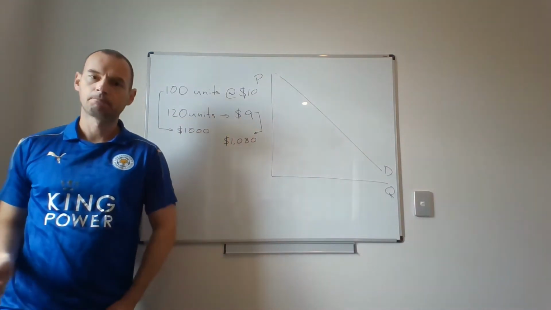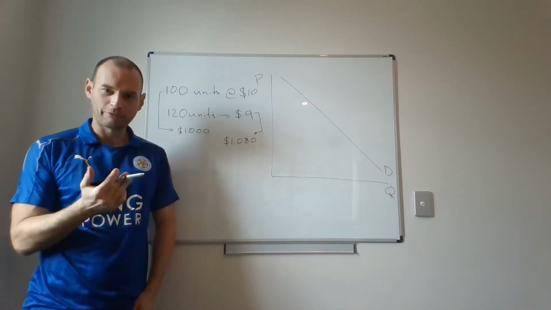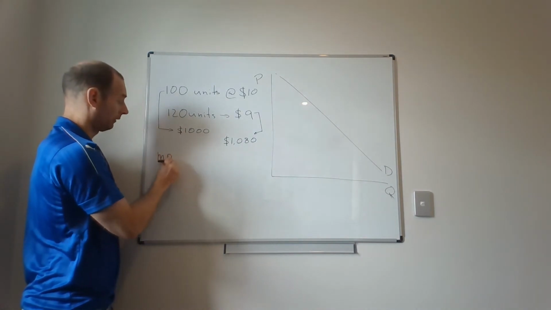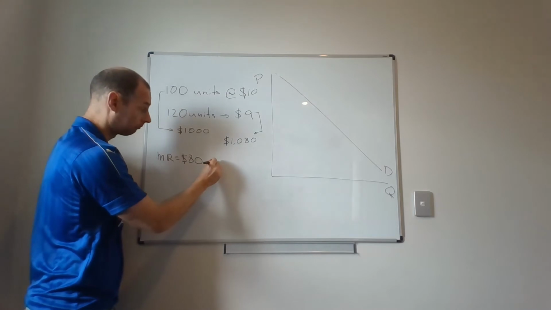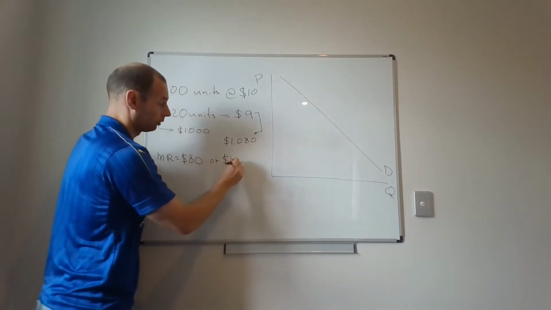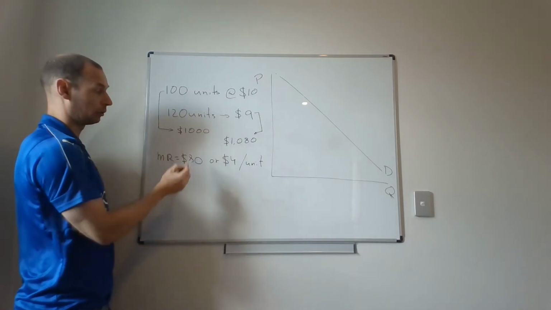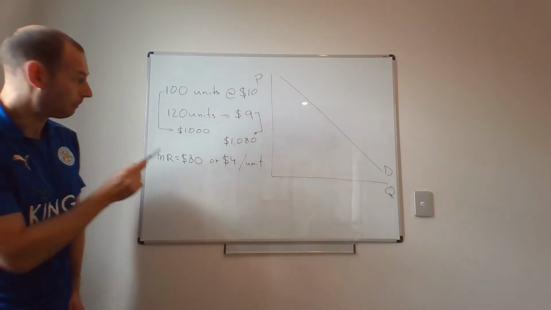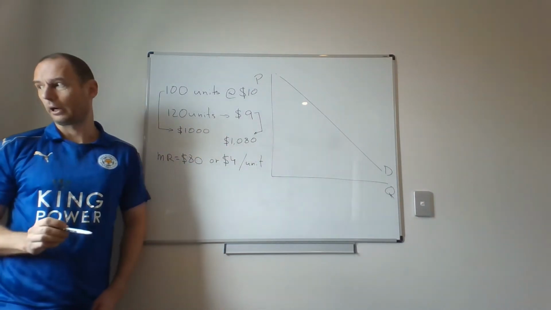120 times 9. So what is my marginal revenue? What is the extra revenue that I brought by increasing my production? So my marginal revenue is $80, or $4 per unit. I sold 20 extra units. I brought 80 extra dollars. So my marginal revenue is way, way lower than my market price.